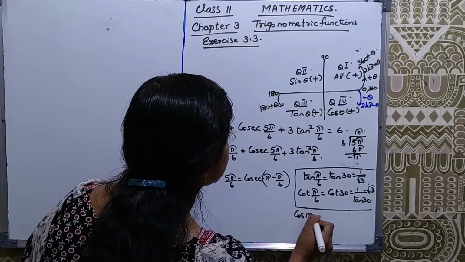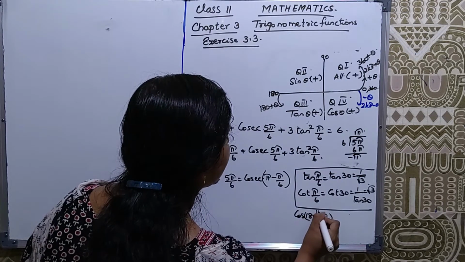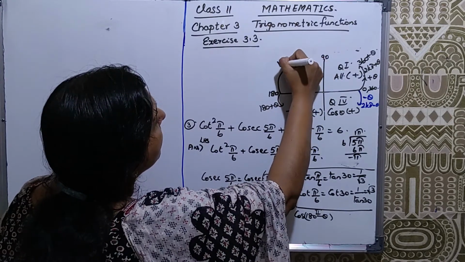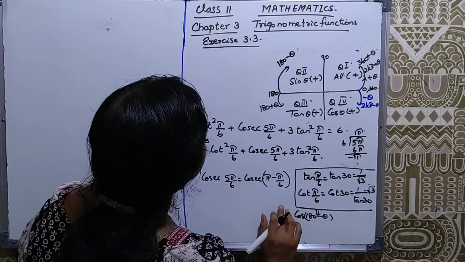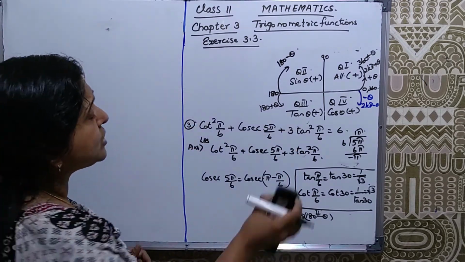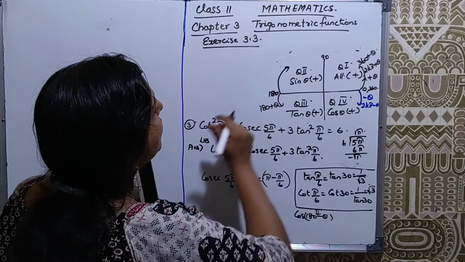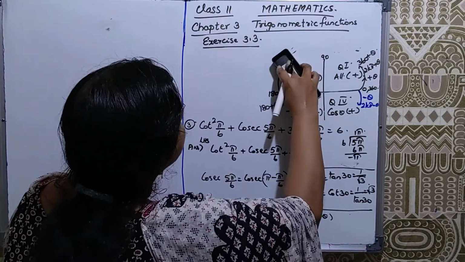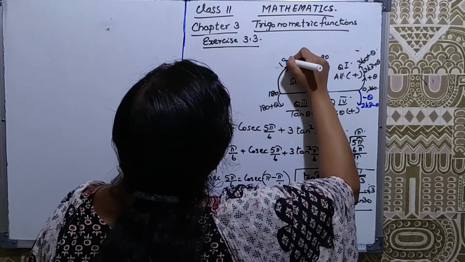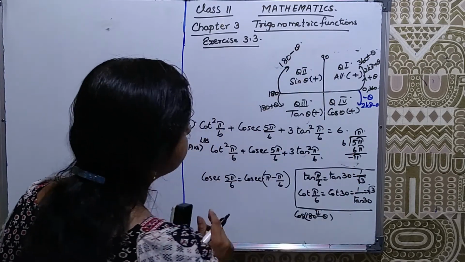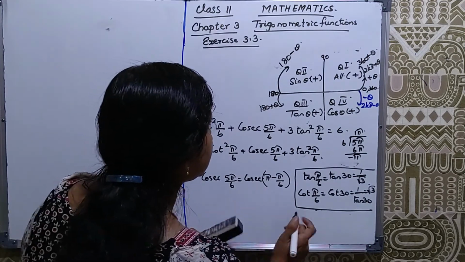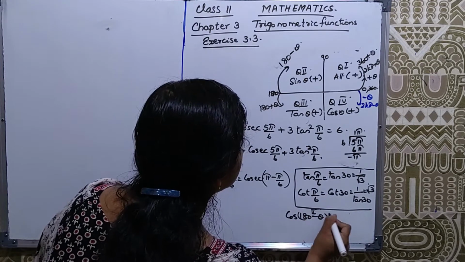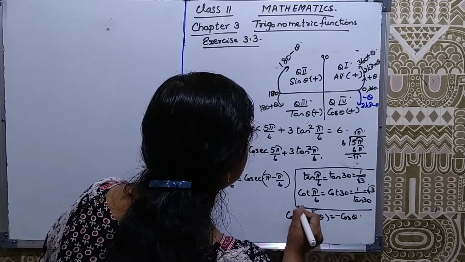180 minus theta belongs to the second quadrant. All the 180 minus theta angles belong to the second quadrant. In the second quadrant, only sin will be positive, meaning cos will be negative. So cos 180 minus theta will be minus cos theta.